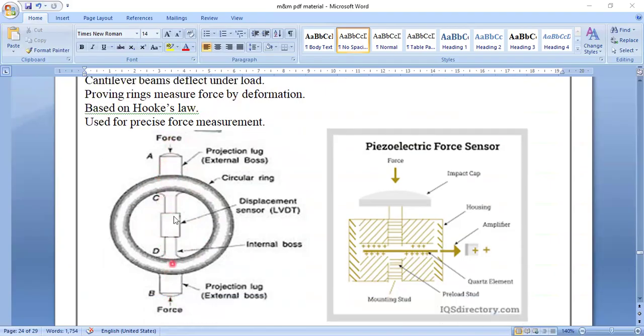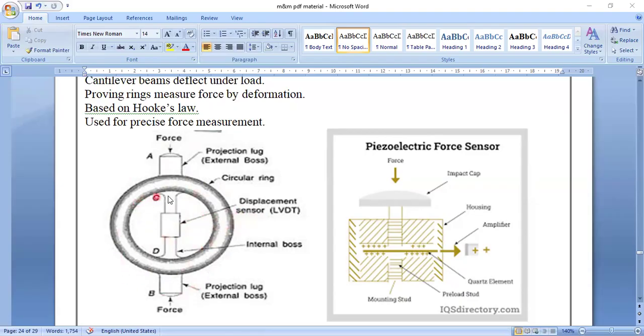A point, B point, force is applied. Here there is a sensor, which is a displacement sensor. This circular ring is there. Now what happens? This circular ring will either expand or contract. That will be read by this sensor and displayed.